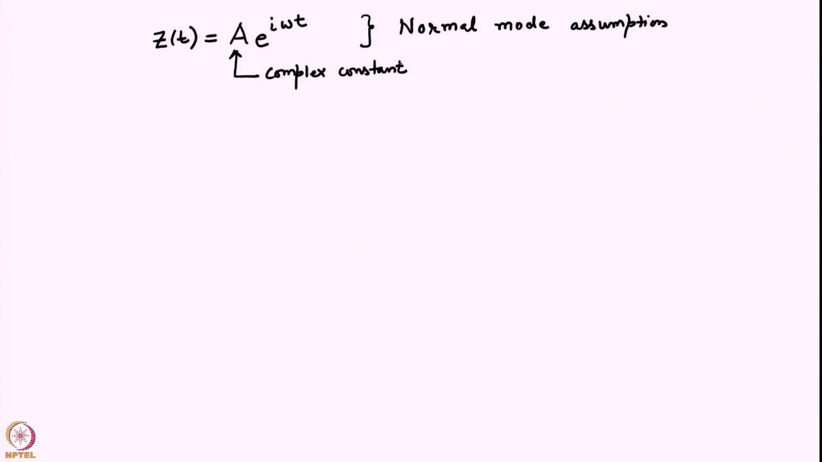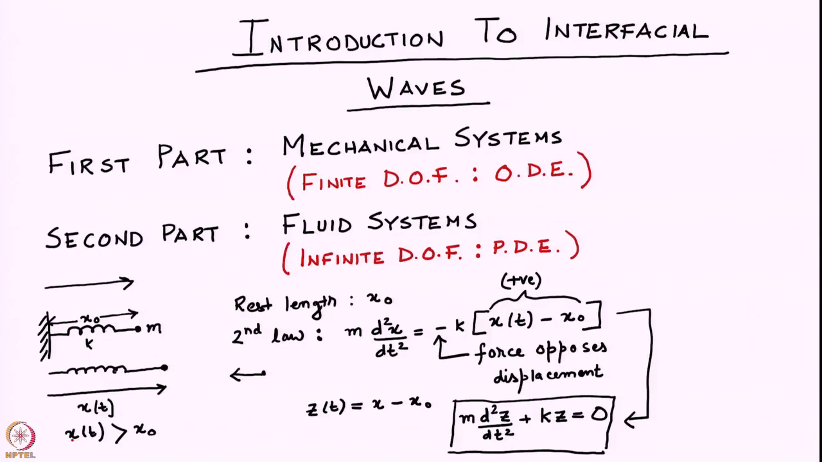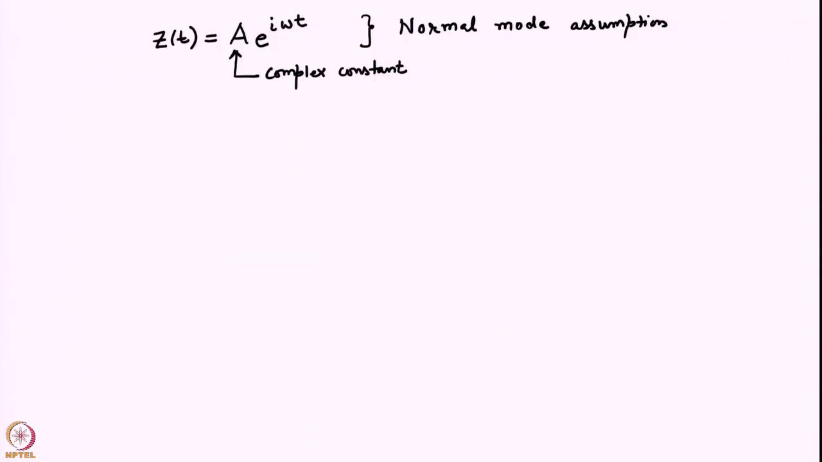So if we substitute that into our governing equation which we have written earlier in the box, then we can immediately see that we have (minus m omega square plus k) into A is equal to 0. Our ordinary differential equation becomes an algebraic equation.